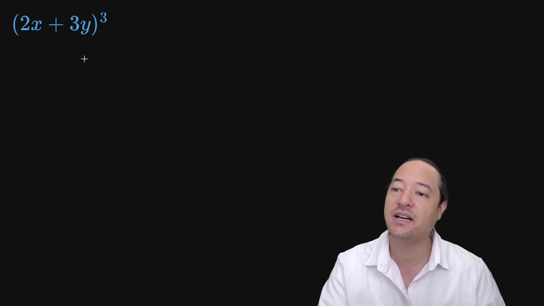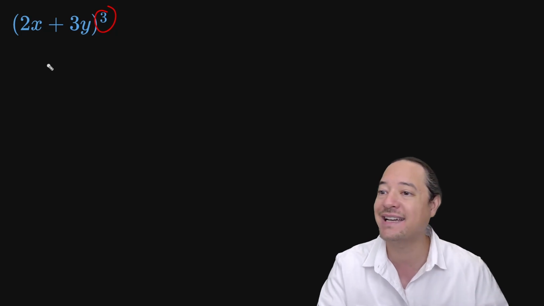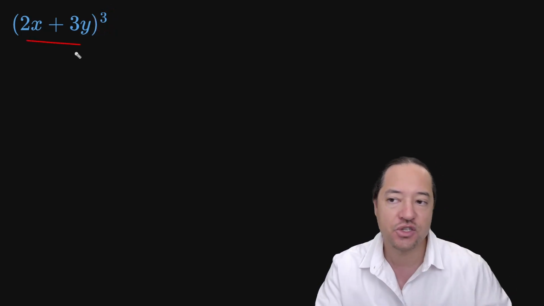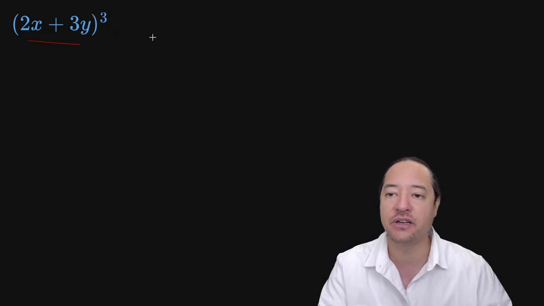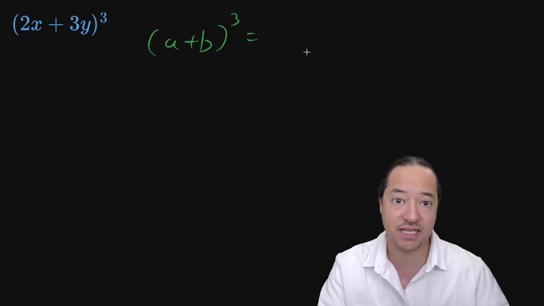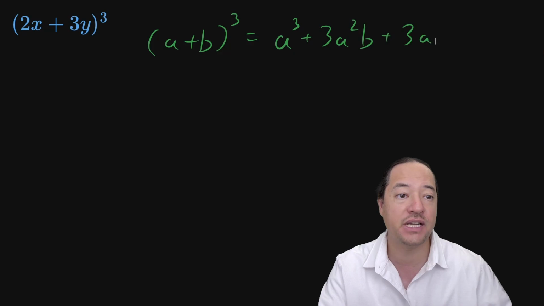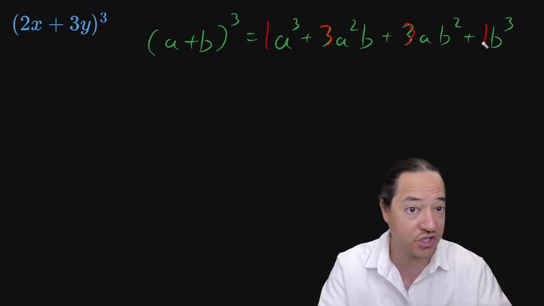Okay, so this one, well, it's raised to a power of 3. Okay, so we want to recognize this is the cube of a sum. So let's see if we can remember that rule here. If we have some a plus b cubed, what do we get? Well, we're going to get this 1, 3, 3, 1 coefficient pattern. Okay, so that's the coefficient pattern, and it's going to start with a cubed plus 3a squared b plus 3ab squared plus b cubed.